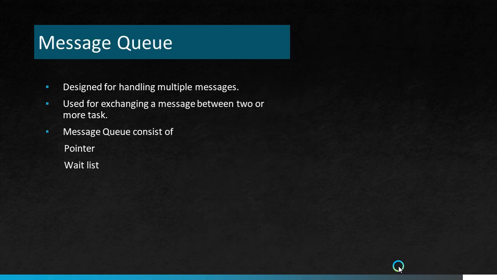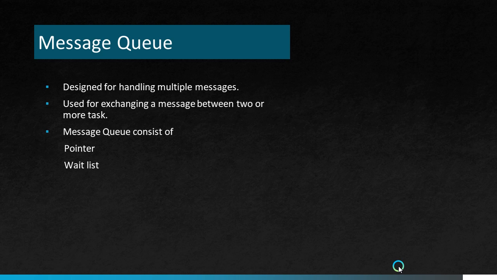Then the second technique, which is used for data sharing as inter-task communication, is the message queue. So next we are going to discuss the message queue. A message queue is designed for handling multiple messages. Like a mailbox, it is also used for exchanging messages between two or more tasks.